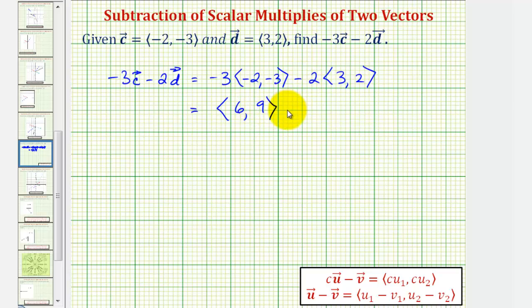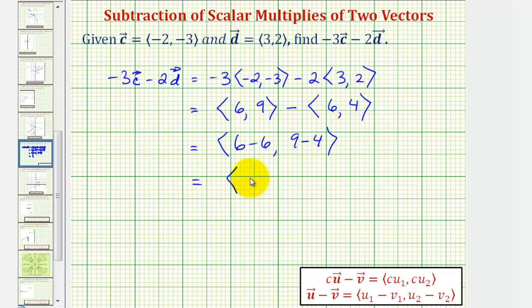Now we're going to keep this a subtraction problem, so we're performing scalar multiplication with a positive 2. So 2 times 3 is 6, and 2 times 2 is 4. Just like arithmetic, we could write the subtraction problem as an addition problem, which we'll take a look at in a moment. But now to find the difference, we'll subtract the x components and subtract the y components. So we would have 6 minus 6 and 9 minus 4.